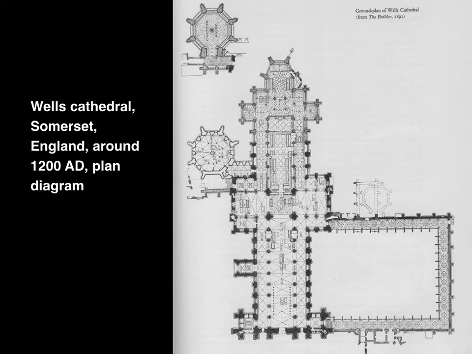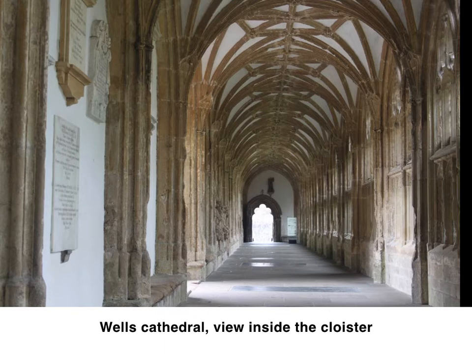By way of contrast, here is the plan of a building from the end of the Middle Ages. Notice it combines basilica and peristyle forms. It is the plan of Wells Cathedral in Somerset, England, and as you can see, the main body of the church is a basilica, while the cloister is a peristyle. This is a view of the cloister at Wells.